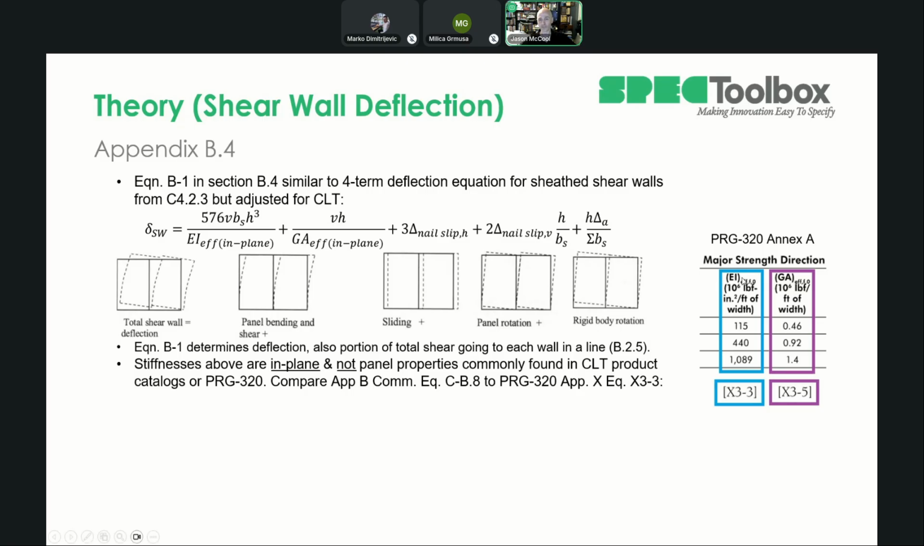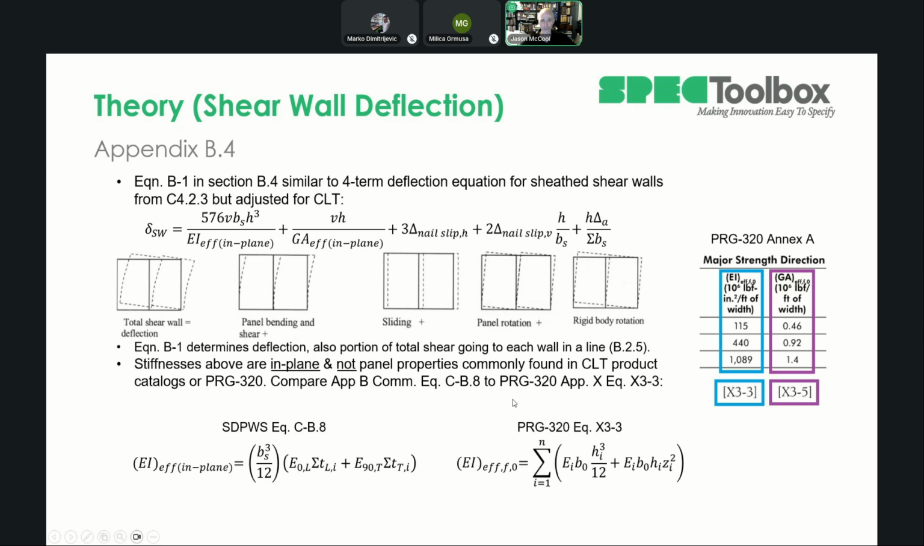They're going to give you an EI effective, but it's for bending the panel out of plane, not in plane like this. And you can see the difference just comparing these formulas. The PRG 320 formula here, that's your lamination thickness getting cubed there, so you can tell that's bending out of plane. This one, it's the panel width cubed here, so you can tell you're bending in plane. They're both labeled EI effective, and sometimes this in plane isn't noted in the formula, but don't get those confused.